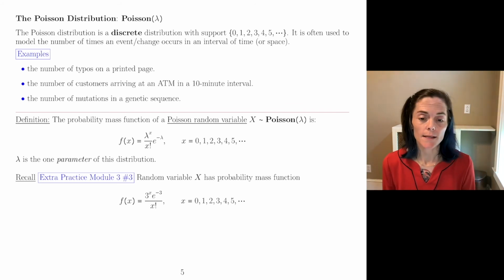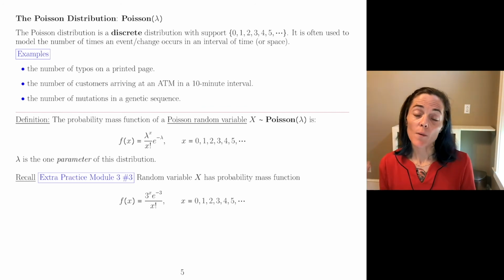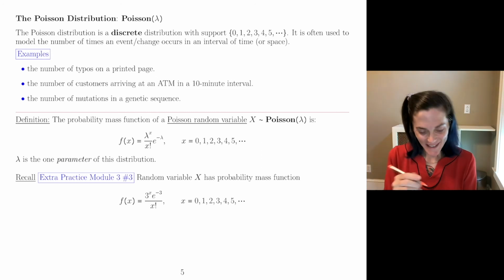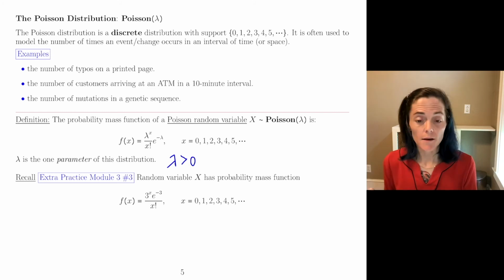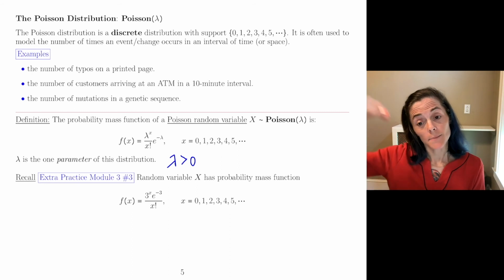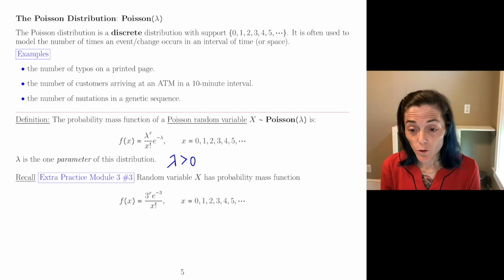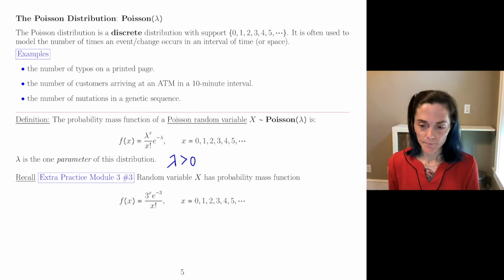Some examples, well, the first two examples don't come from biology, but the number of typos on a printed page, the number of customers arriving at an ATM in, say, a 10-minute interval, or the number of mutations on a genetic sequence. Well, the probability mass function of a Poisson random variable, here we have one parameter, lambda, and lambda should be positive, is given as follows. F of x is lambda to the x divided by x factorial, and then times e to the minus lambda.